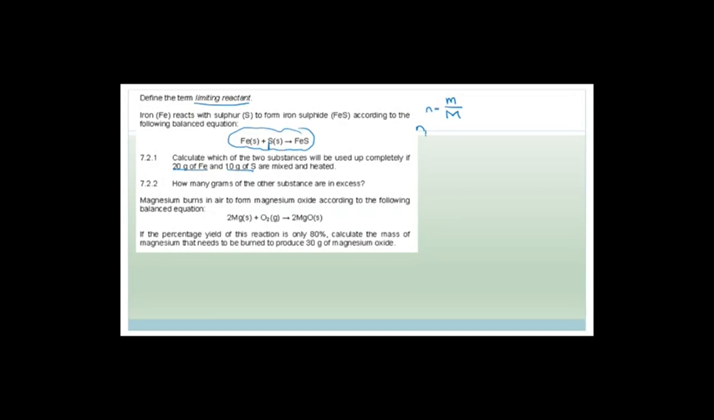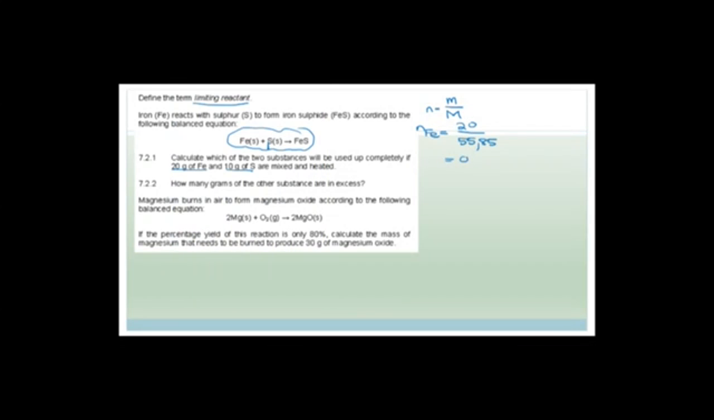Okay, so the number of moles of Fe is going to be the mass, which is 20 grams, divided by the molar mass of iron, which is 55.85. Okay, don't panic if your periodic table says 56. Just use whatever your periodic table tells you. So that gives us 0.36, okay. So we're given 0.36 moles of iron.